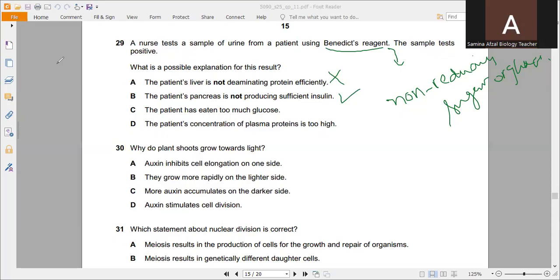The patient has eaten too much glucose. Glucose will not be in the urine of a healthy person, because if insulin is secreted properly, it will be changed into glycogen. So C is not correct. The patient's concentration of plasma proteins is too high. Again, no concern of proteins. B is the correct option. Why do plant shoots grow towards light? Question number 30 is there.